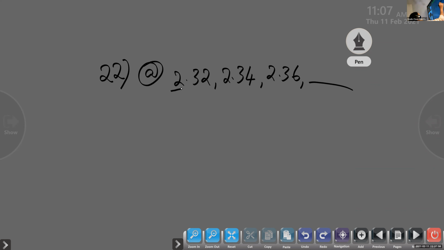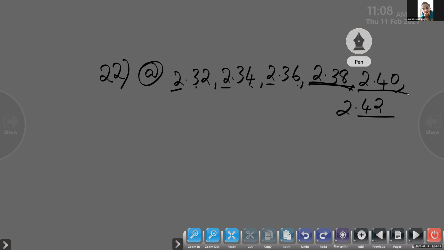Now children, look here. The integral part is the same: 2, 2, 2. Here, 32, 34, 36. What will be the next? It is adding 2 each time. So what's the answer, children? Say fast. 38. Very good. After 38? 40. Very good. After 40? 42. Very easy. So children, write like this.